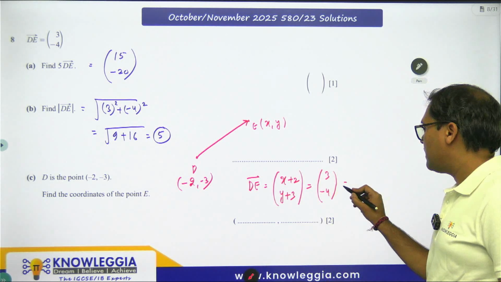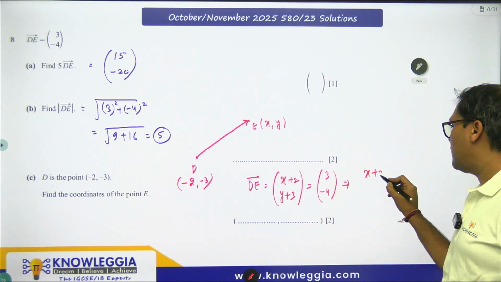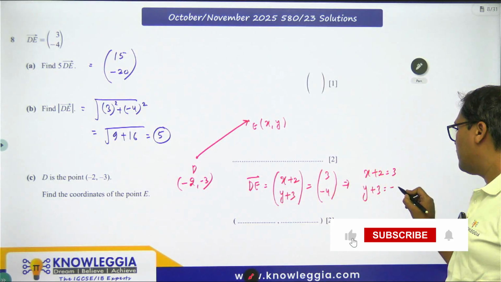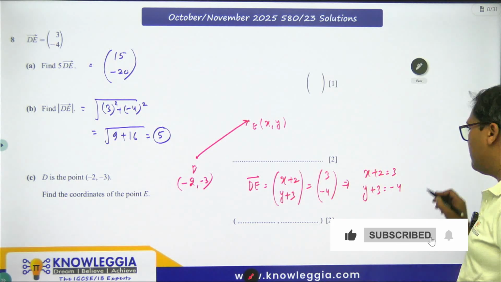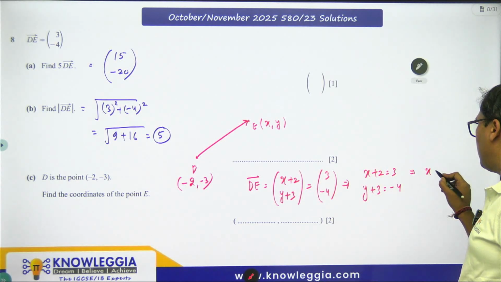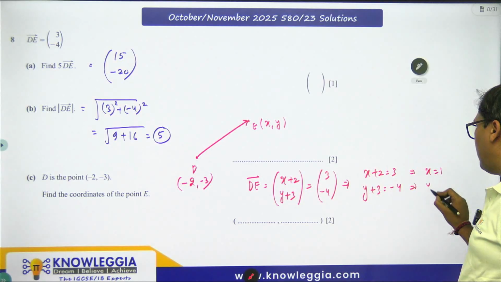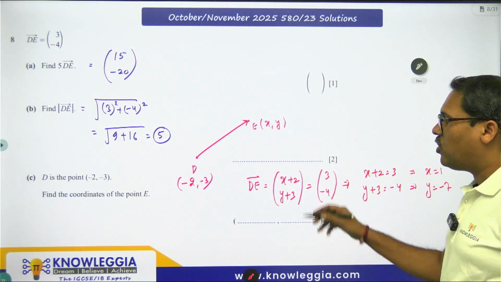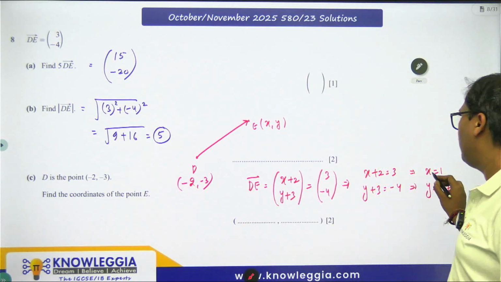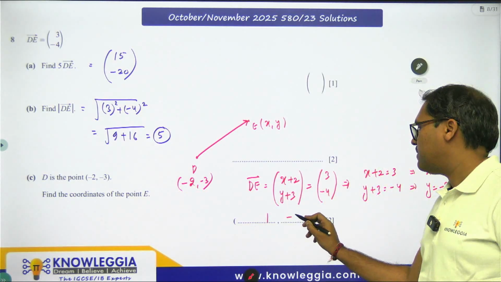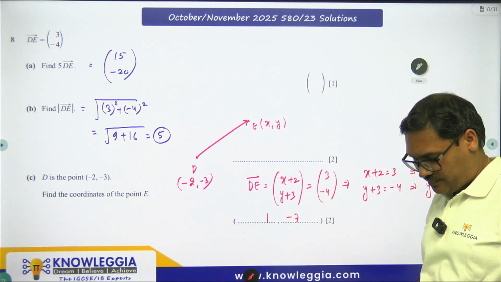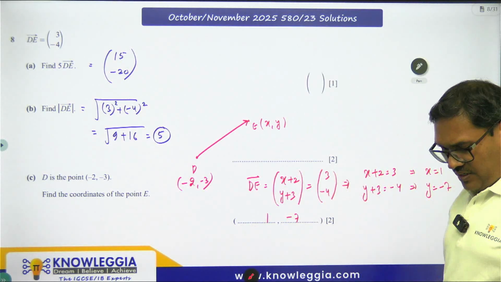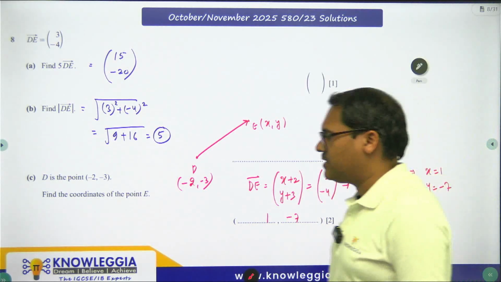So from this, you can clearly see that x plus 2 is equal to 3, and y plus 3 is equal to minus 4. I hope this is clear. So what is the value of x? X will be equal to 1. And what is the value of y? This is equal to negative 7, minus 1 minus 3. So what is the coordinate of E? E is 1 comma minus 7. So that is the answer. 1 comma minus 7. Let's check the answer. This is 1 comma minus 7, 5 and 15 minus 20. I hope this is clear.